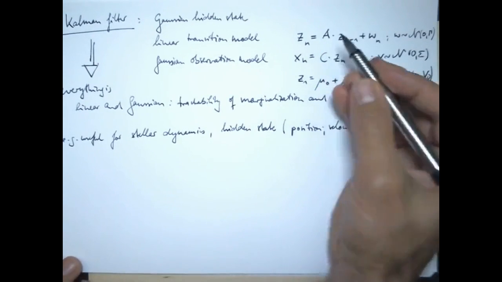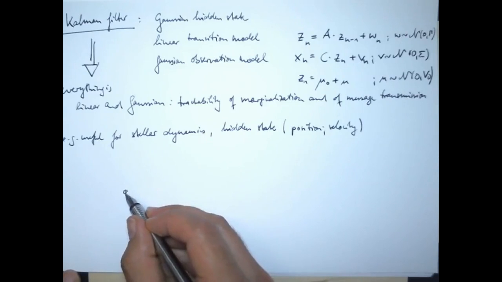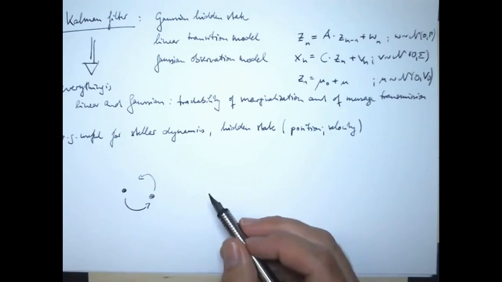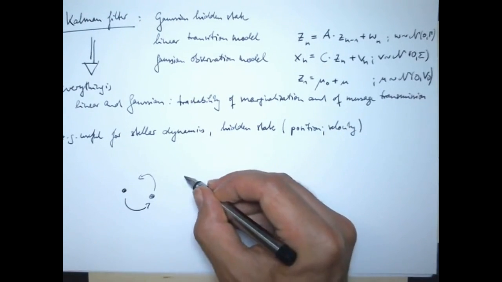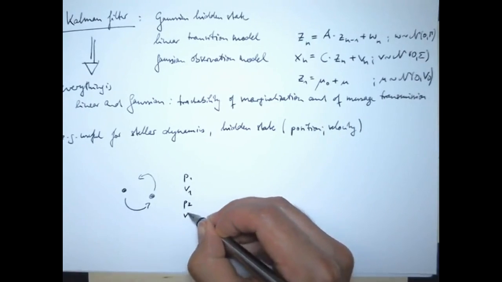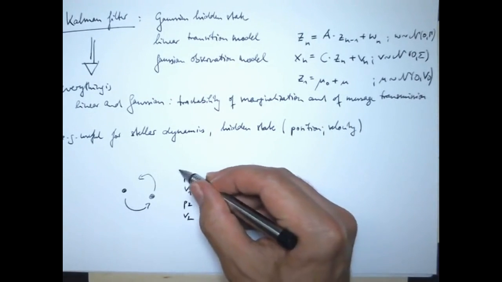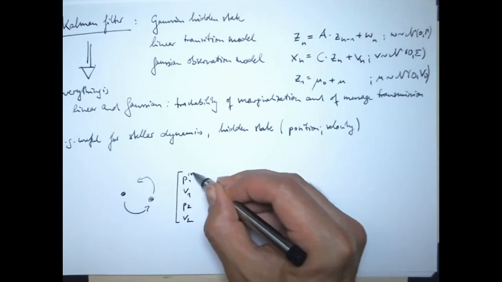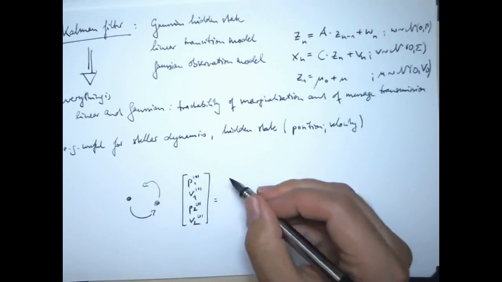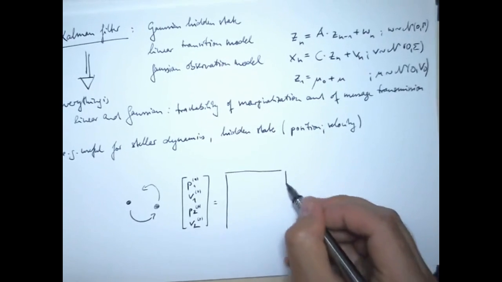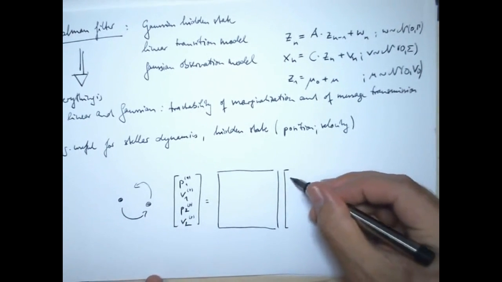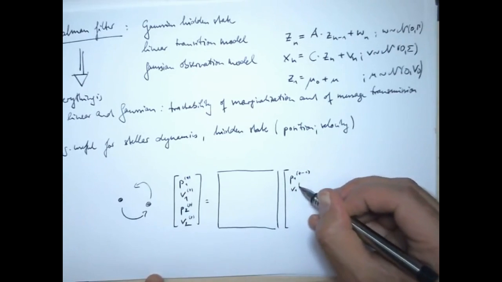So let's say we have two objects orbiting around each other. Then you would have a position P1 and velocity V1 for the first one, position P2 and velocity V2 for the second one. And I could now add an index here. We're looking at this at current time t. And now we have a transition matrix times the previous one. And so on.